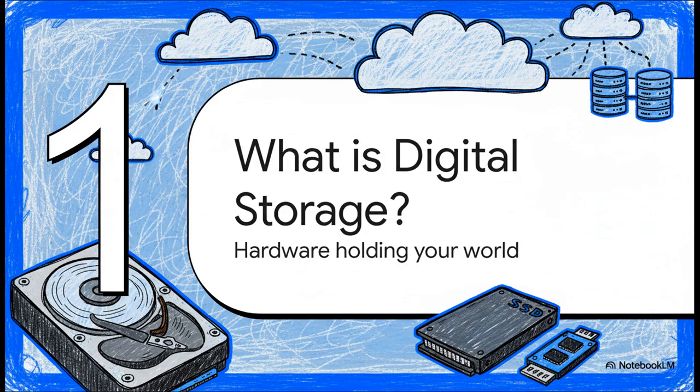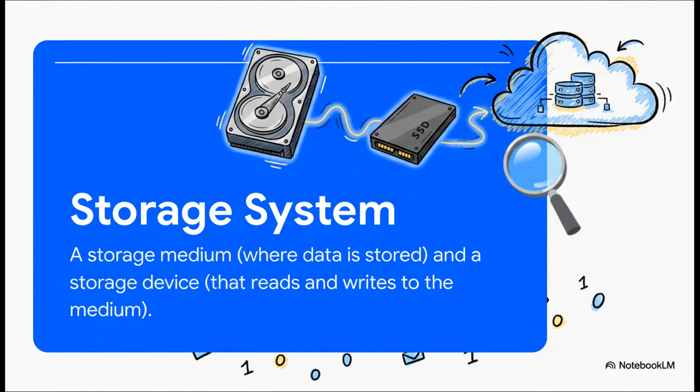Okay, so before we can find that file of yours, we need to understand the neighborhood it lives in. We've got to start with the absolute basics, the physical hardware that makes saving anything even possible. Every single storage system has two fundamental parts. First, you've got the storage medium. Think of this as the paper your data is written on, like a CD or a memory chip. Then you have the storage device. That's the pen that does the writing and the eyes that do the reading, like the CD drive itself. One holds the information, the other reads and writes it.